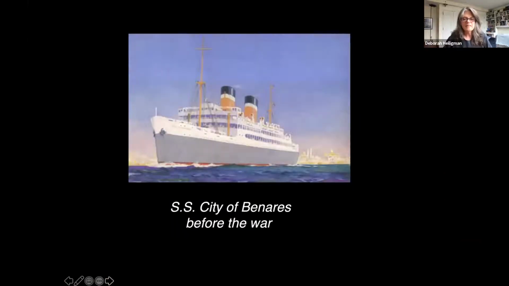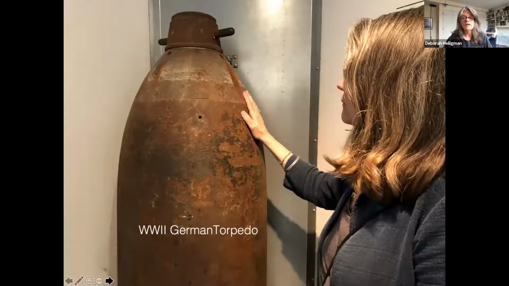But then this ship, which sailed on Friday the 13th, September the 13th, 1940, was hit by a German torpedo. It was a raging storm at night. The ship sank within half an hour. There were 100 children on board, and I'm sorry to report that most of them did not survive.